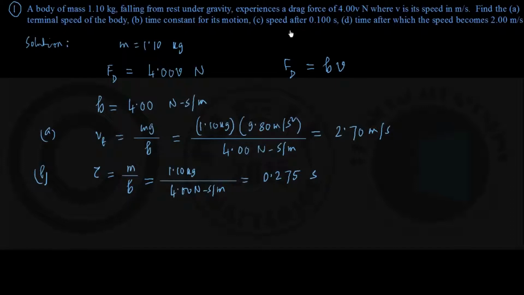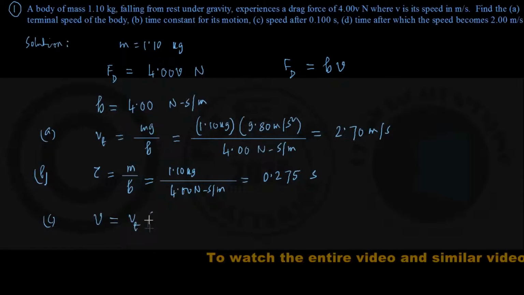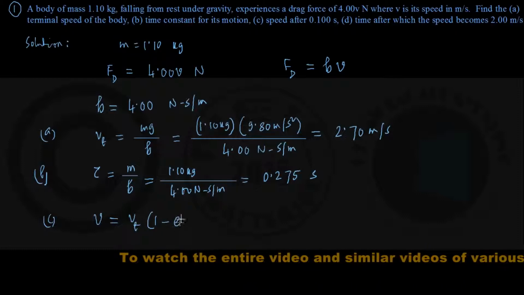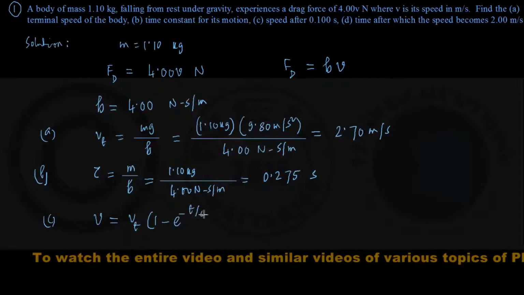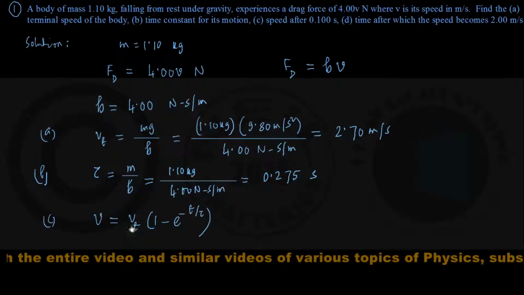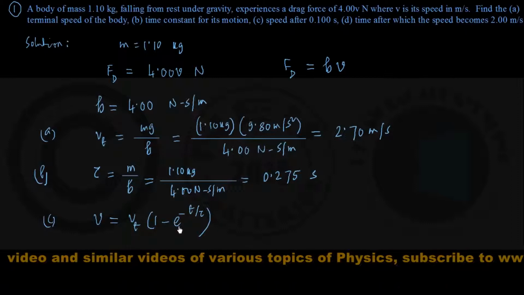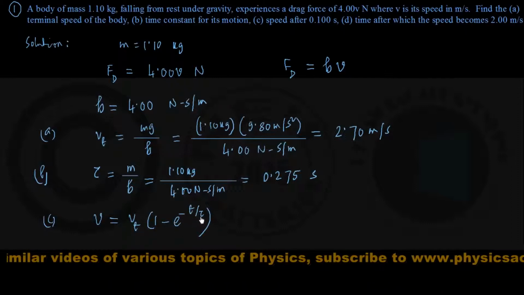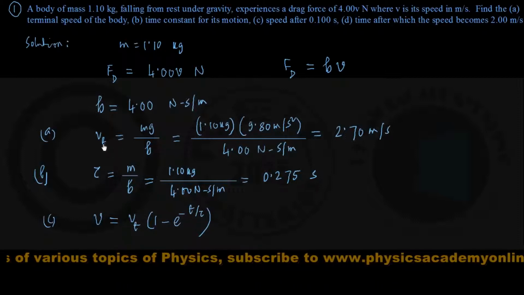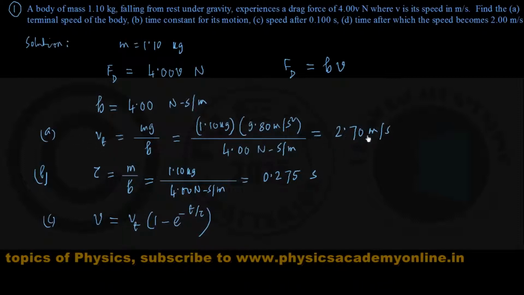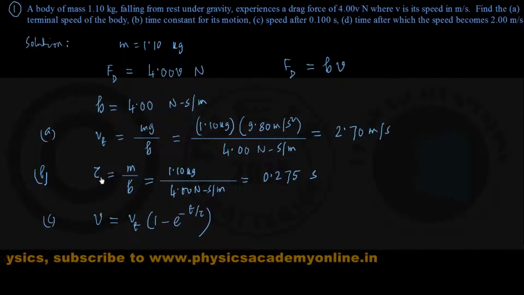In part C of the problem, they want us to find the speed after 0.1 second of motion, and for this we shall recall that the instantaneous speed v as a function of time is given by v is equal to vt into 1 minus e to the power minus t by tau. In the expression, you remember vt is terminal speed, e is the exponential function, and tau is the time constant for that motion. So we already found the value of vt in part A to be 2.70 meter per second, and in part B the time constant tau was found to be 0.275 second.